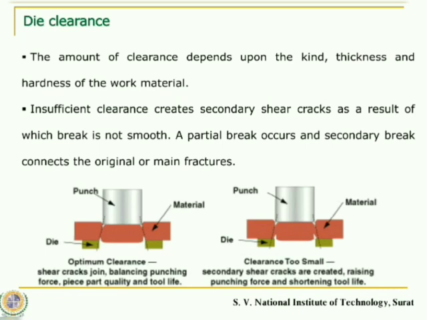Insufficient clearance creates secondary shear cracks, as a result of which the break is not smooth. A partial break occurs and secondary break connects the original or main fractures. This would effectively increase the punching force and shorten the tool life. Whereas if the clearance is just sufficient, then the shear cracks that come into existence join with each other, resulting into proper balance of the punching force and ensure good part quality and tool life.